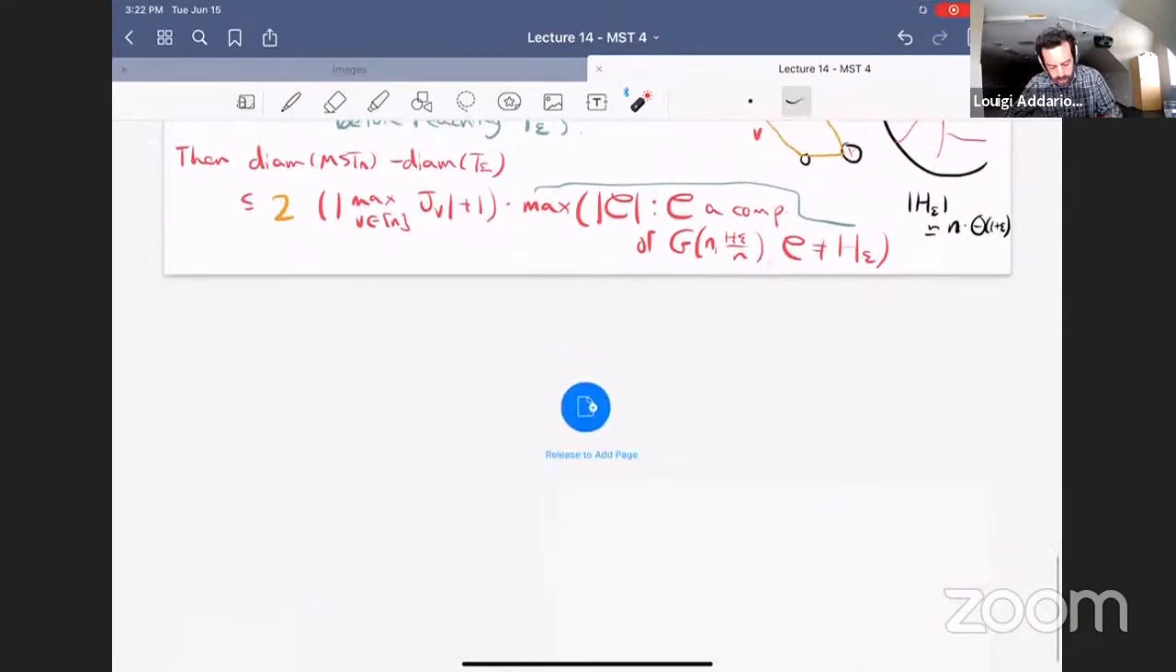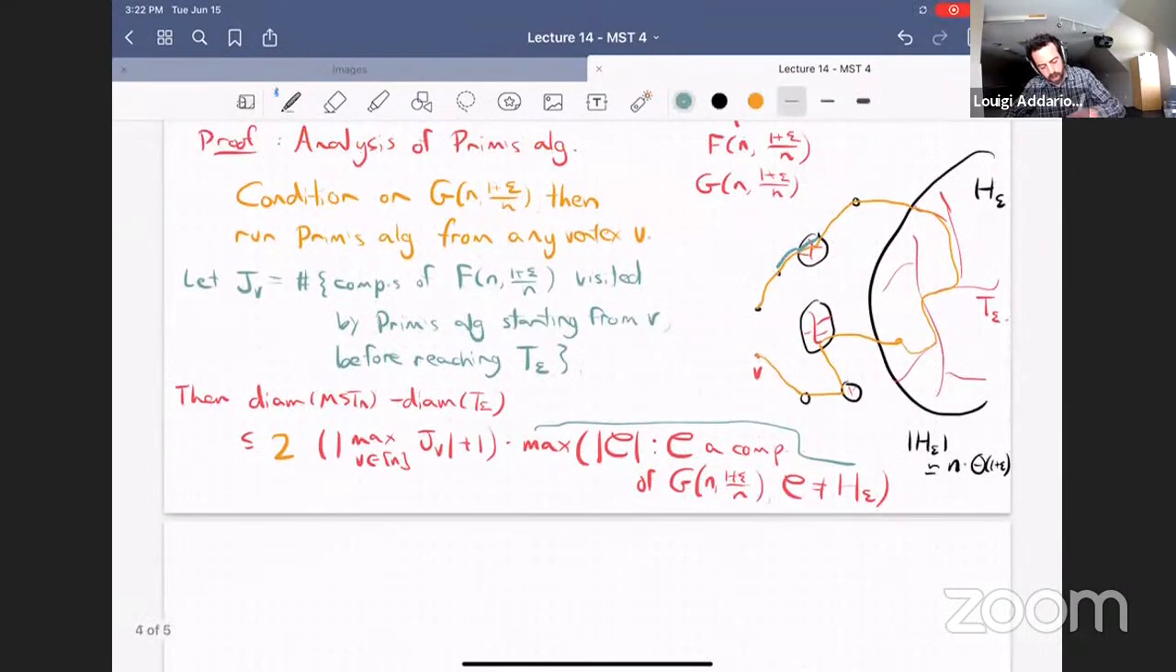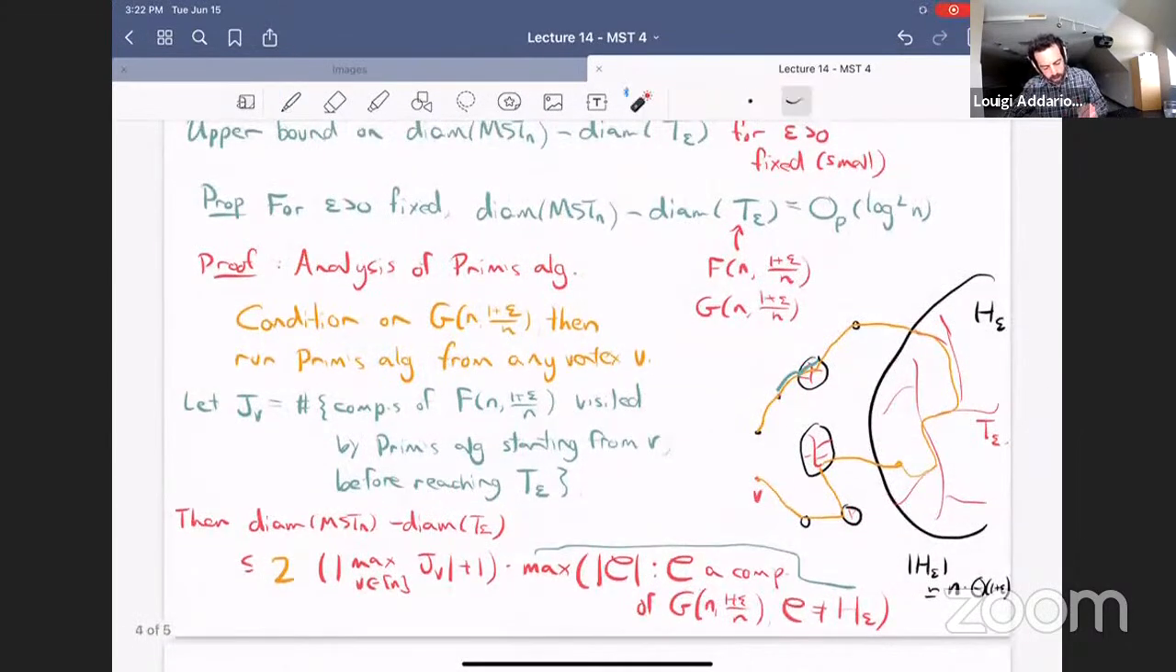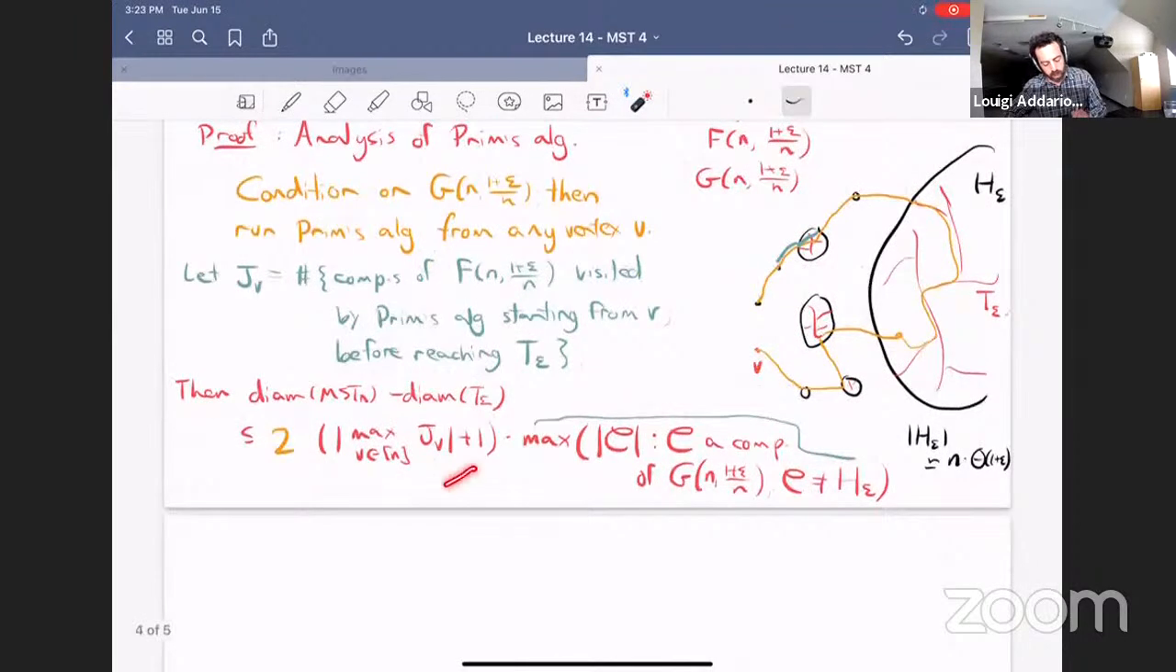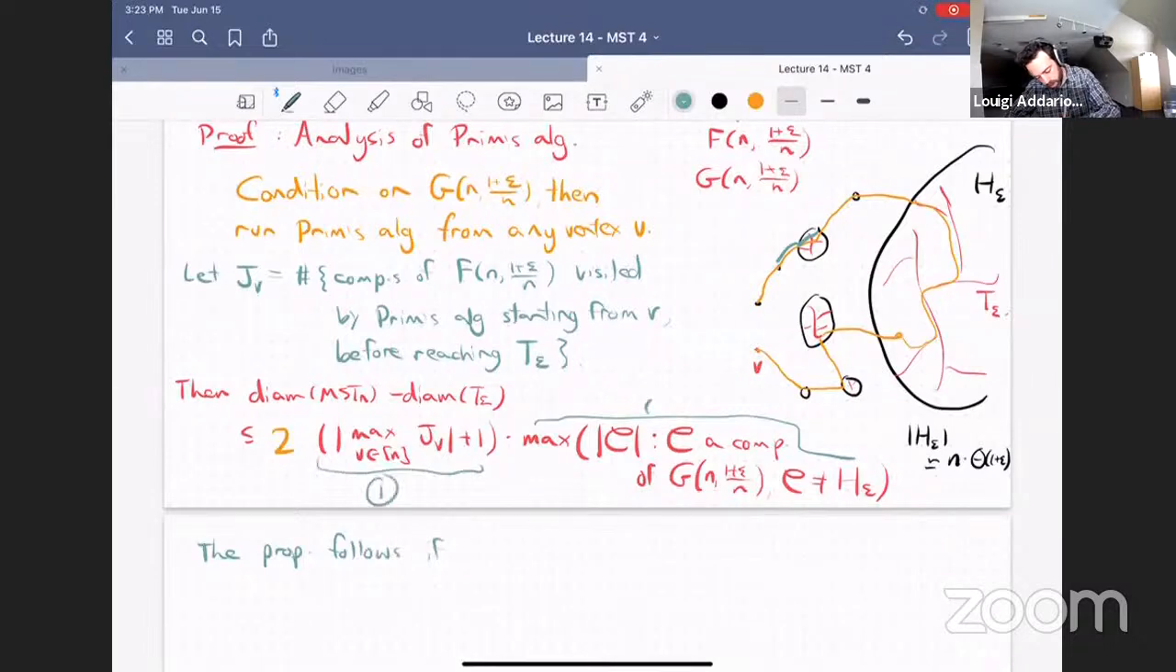So what I'd like to do now is this. The goal is to prove that after time h epsilon, the diameter increase is at most log squared n. So I can just show you that each of these terms is at most order log n in probability, and that will give me my upper bound. So the proposition follows if, let me call this 1 and this 2, if 1 and 2 are both order log n in probability.